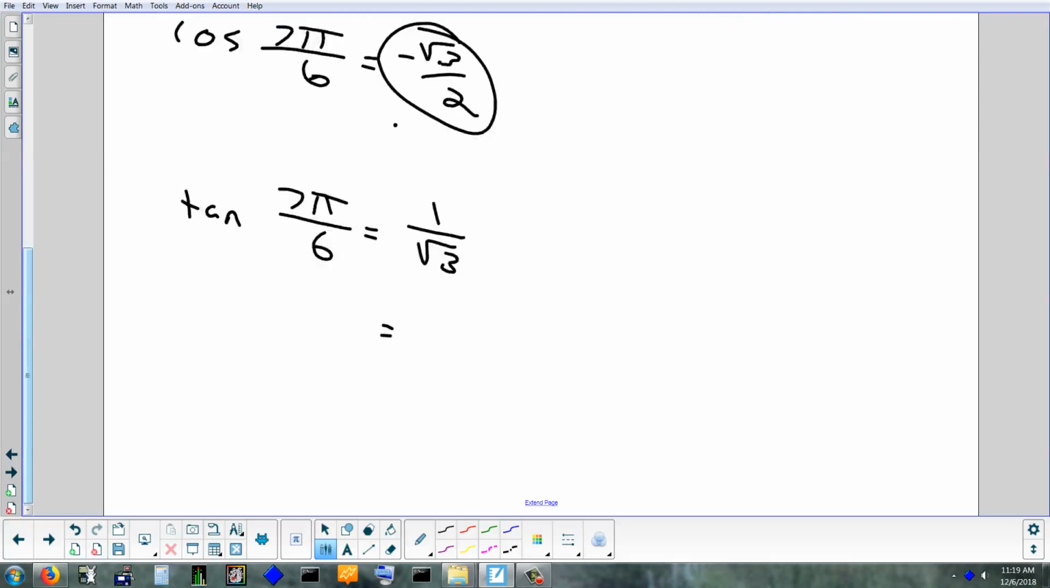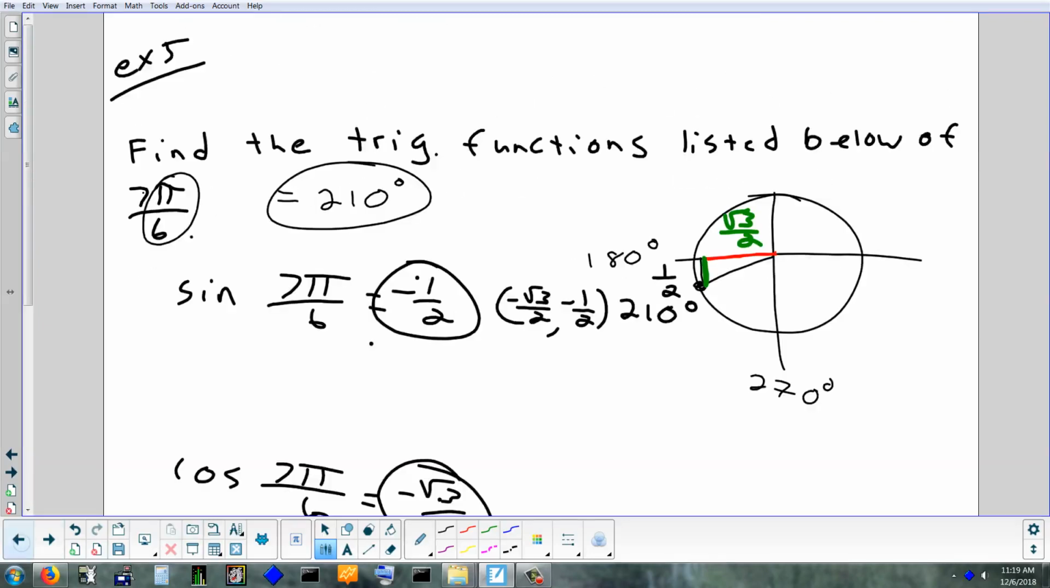Okay. And then 1 divided by the square root of 3. I think we've already fixed this before. What is that? It's the square root of 3 over 3. Okay. So any questions on that?